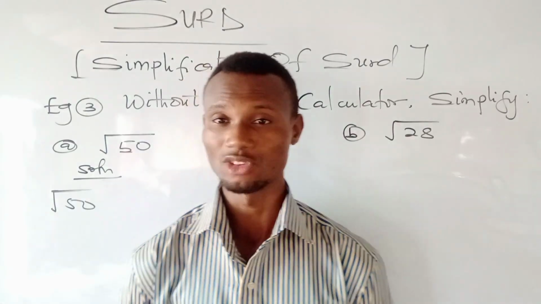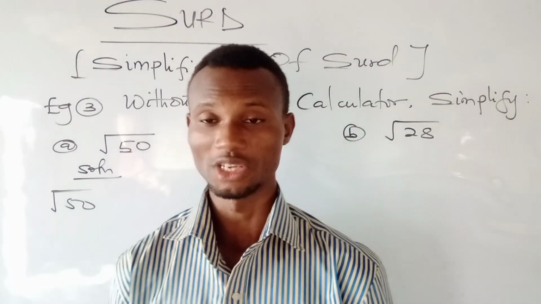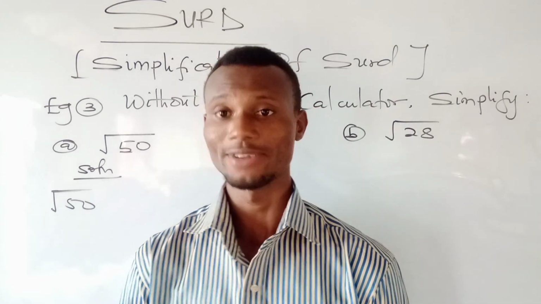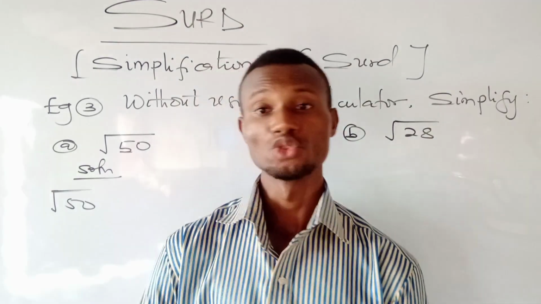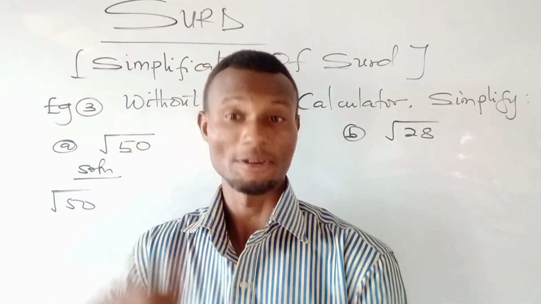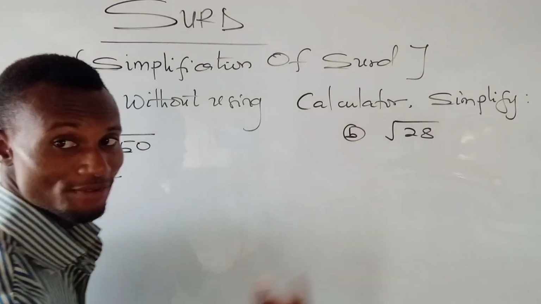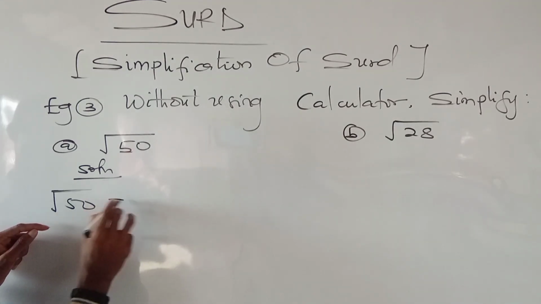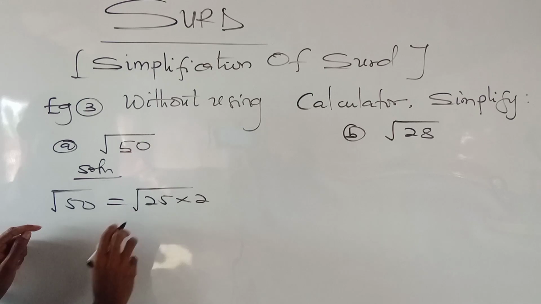So the two numbers that we can use will be 2 times 25. We know that 2 times 25 gives 50, and 25 is a perfect square, so we can use that one. So the 50, I will write it as 2 times 25. My square root of 50 is going to be, let's go ahead and simplify, square root of 25 times 2. So this is the first step.